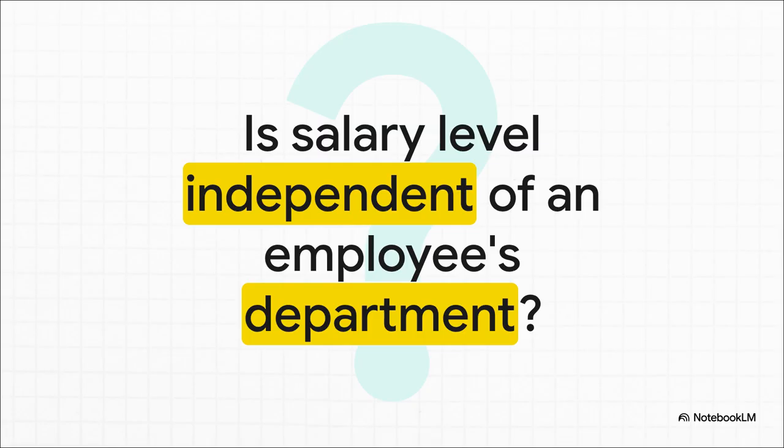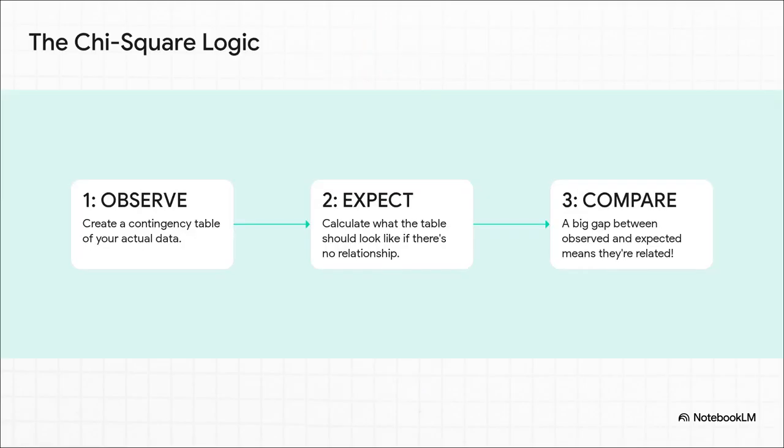This is exactly the kind of mystery a specific tool is designed to solve. And that tool is the chi-square test. Now forget the math for a minute, just focus on the logic. It's so simple. First, you observe what's actually happening. You count up your real data. Then you figure out what you'd expect to see if there was absolutely no relationship at all. And the last step, you just compare the two. The chi-square number is literally just a measure of the gap between what you saw and what you expected. If that gap is huge, ding, ding, ding, you found a clue. Those two things are definitely related.